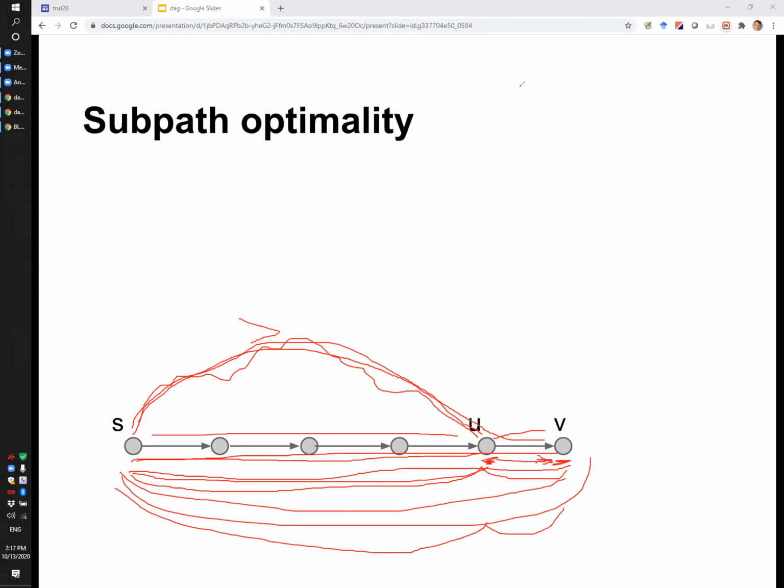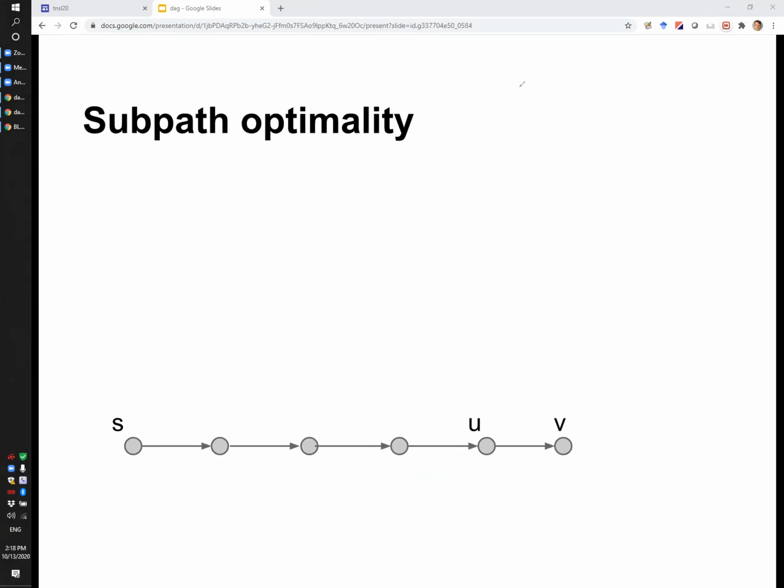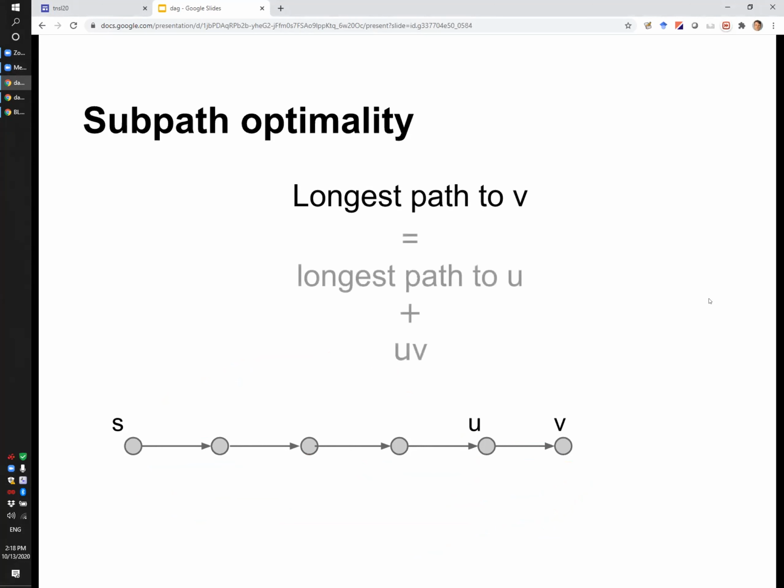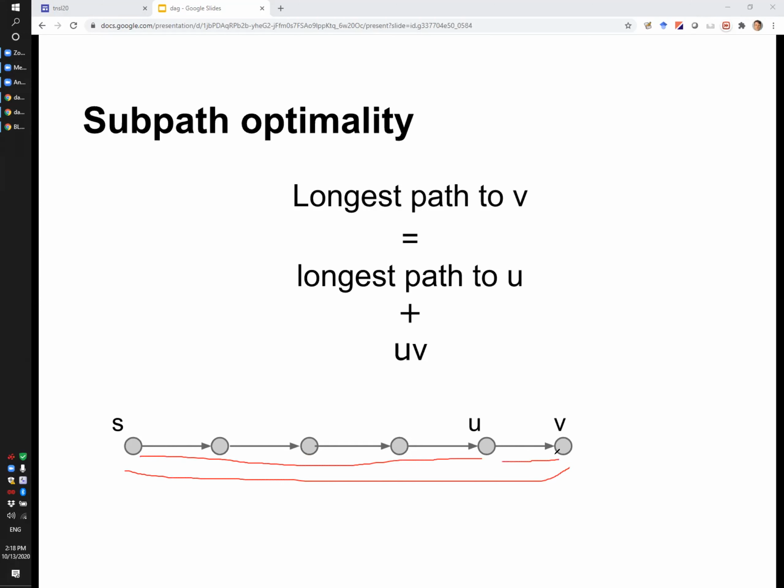I don't know if you're completely lost in all these drawings that I made on a single path, but anyway, here it is stated in text. The subpath optimality means that the longest path to V is the longest path to the predecessor of V on the longest path, plus the edge from the predecessor to V. So again, drawing it one last time, the longest path from S to V is the longest path to this node, plus the step from this node U to node V. Okay, subpath optimality.